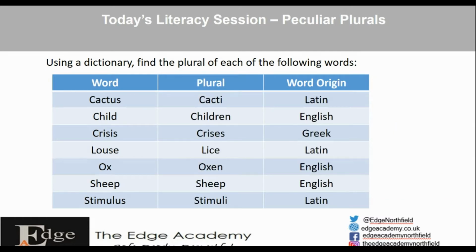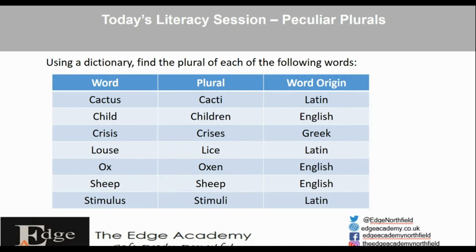So here you go. The plural of cactus is cacti. The plural of child is children, and that originates from English. The plural of crisis is crises, and that is Greek. Louse becomes lice. So if you've got head lice, they're in your hair and there's loads of them. However, the singular of lice is louse, and that originated from Latin.